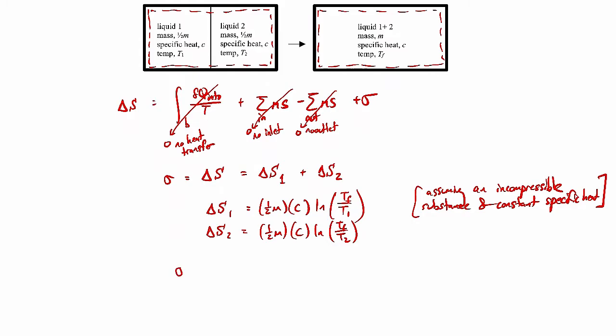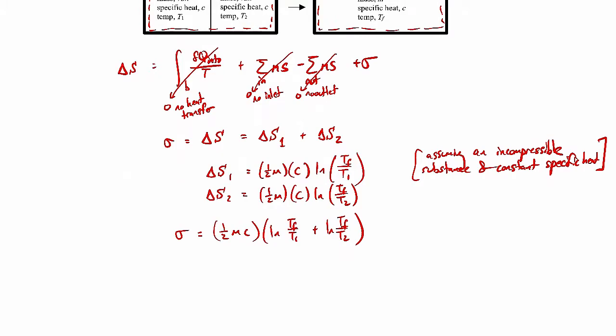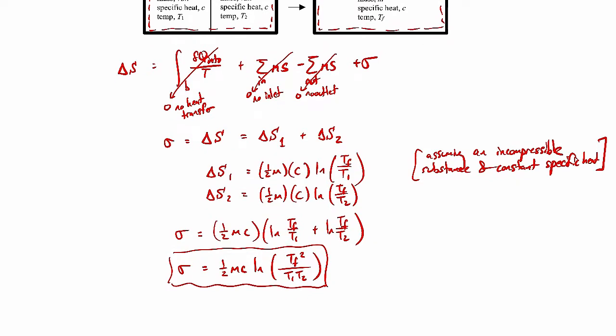So we'll just add those together, and what we get in the end is the following. So that's what our entropy production looks like in terms of those variables. I'll just go one step further. Since we have two natural log terms that are added together, you can rewrite that a little more compactly as the natural log of Tf squared over T1 times T2. Just a more compact way of writing that. So that's our entropy production for this situation.